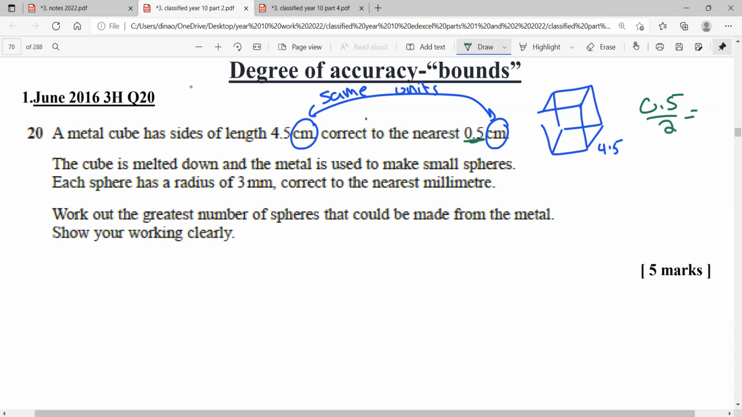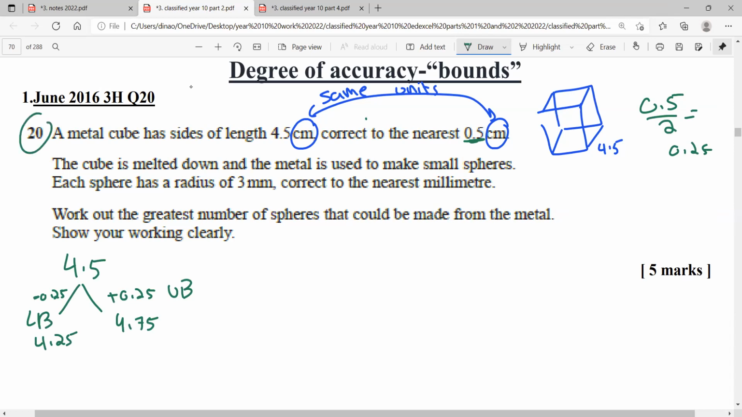Let's divide this by 2. 0.5 divide by 2 هتبقى 0.25 and you find the bounds of the edge. طبعا add 0.25 to find the upper bound فهتبقى 4.75 and then subtract 0.25 to find the lower bound فهتبقى 4.25. So this is why I wanted to discuss such a question اللي هو the value after the word nearest is given as a number like this.